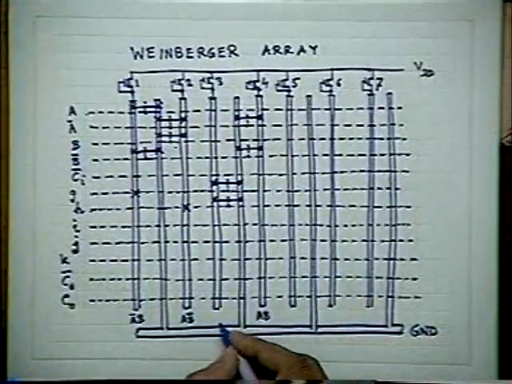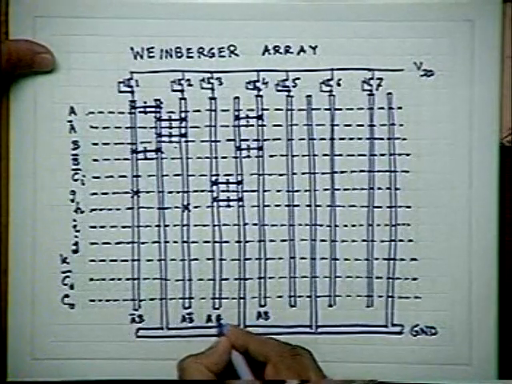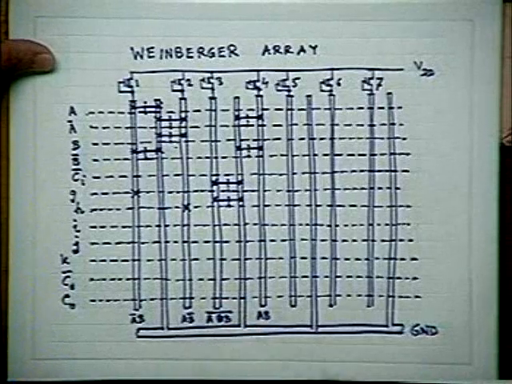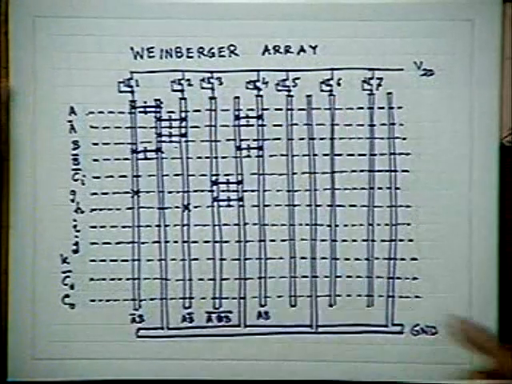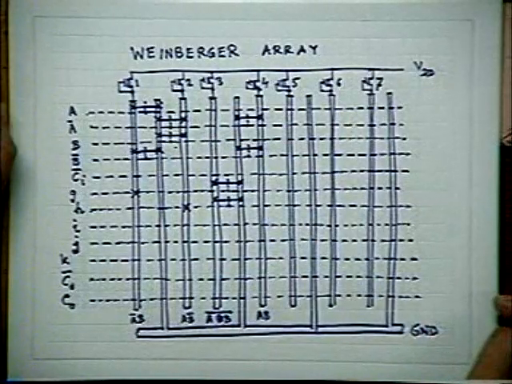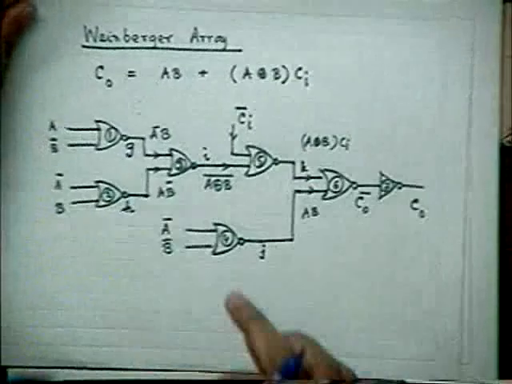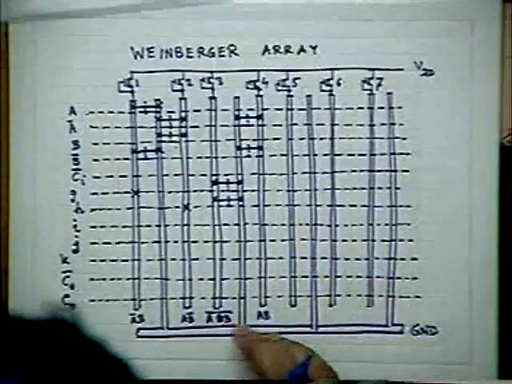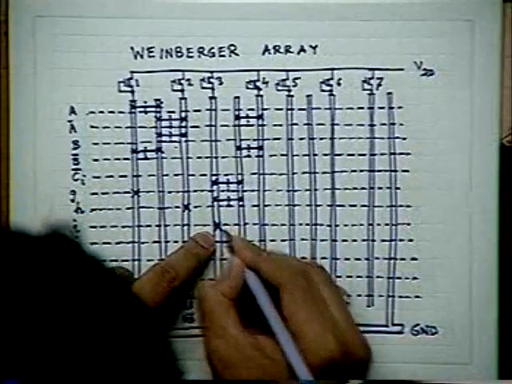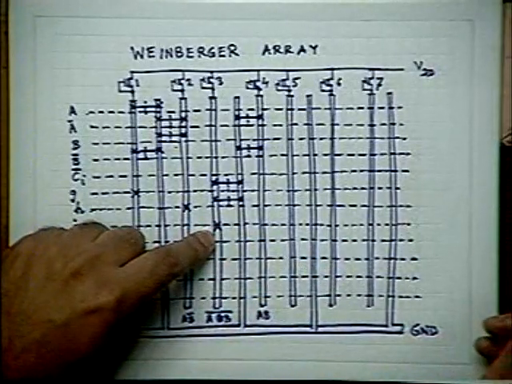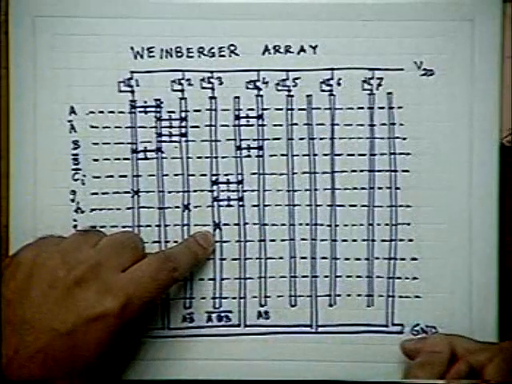So here, I get A exclusive OR B inverted, that is, exclusive NOR B. This line produces, therefore, exclusive NOR B. And this has to be connected to the I line. So what I do, simply I come to this I and put a crosscut here. Produce and then raise it to the I line.